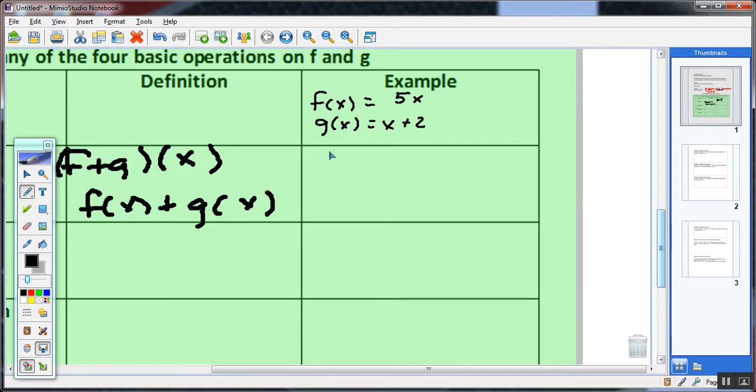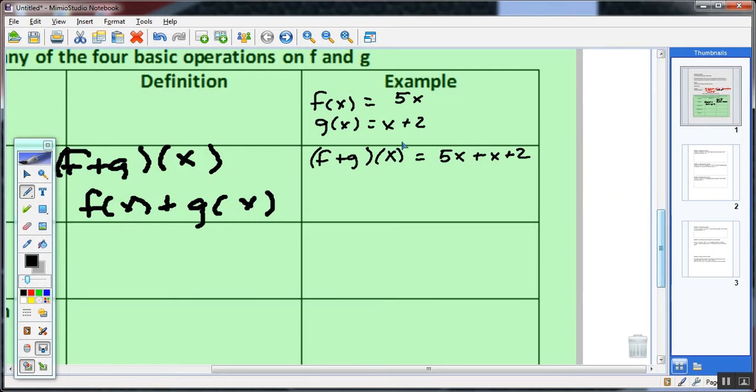So down here, kids, what would f plus g of x equal here? What would you write? Okay, so 5x plus x plus 2 is what Bell is suggesting. How many agree with that? Okay, yeah, you're simply taking the two functions that are known up here. f of x is 5x, g of x is simply x plus 2. I want to add them together, okay?